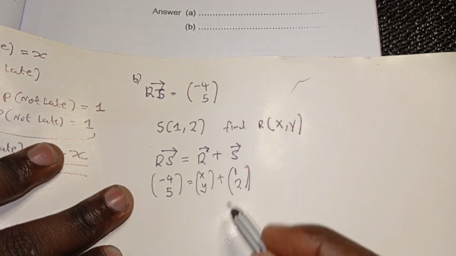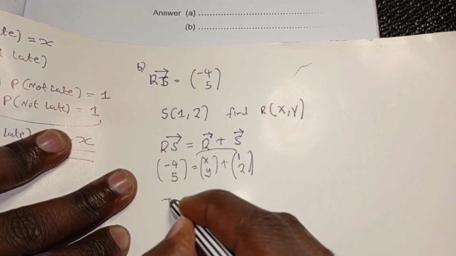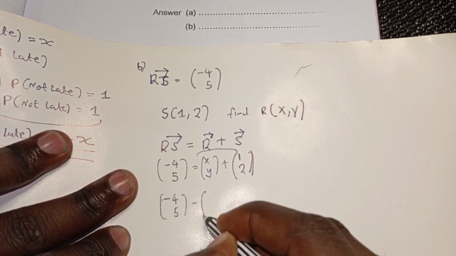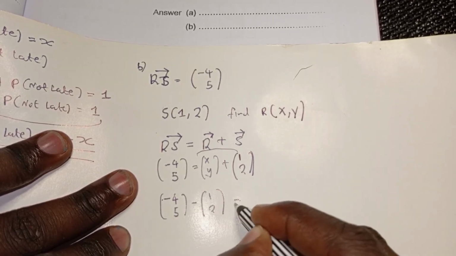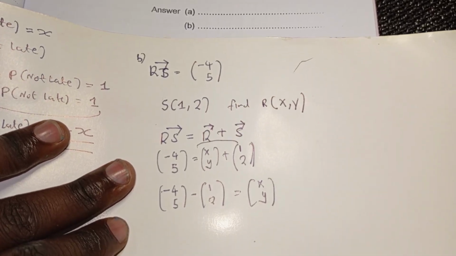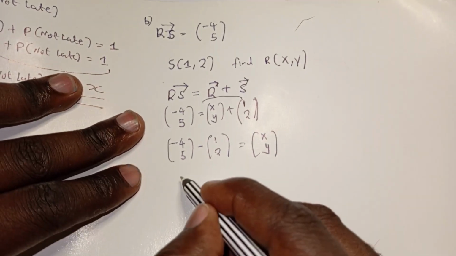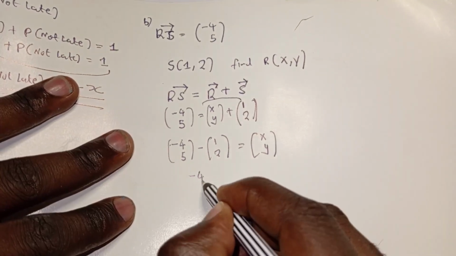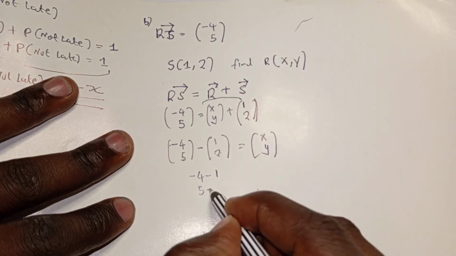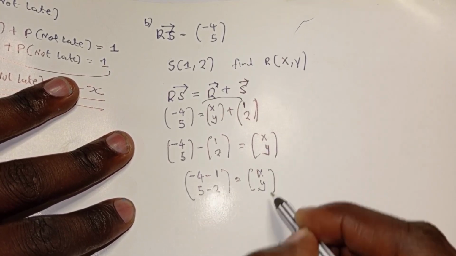Now to find this, we can just take this one to this side, so it's going to be -4, 5 minus this vector 1, 2 is equal to the vector x, y, which is the vector r. So here we're going to write it now as -4 minus 1, then 5 minus 2 is equal to the vector x, y.